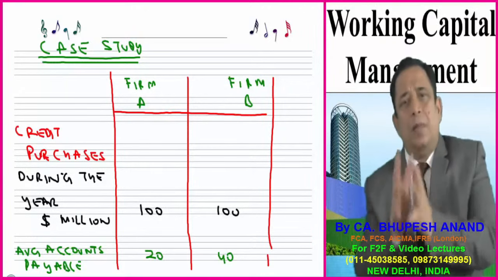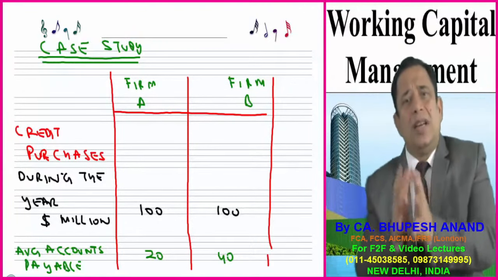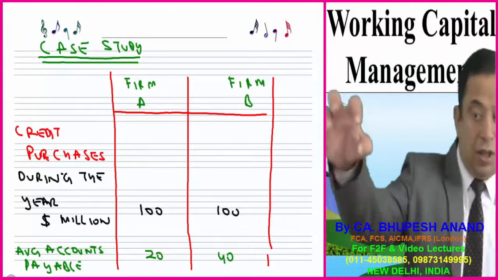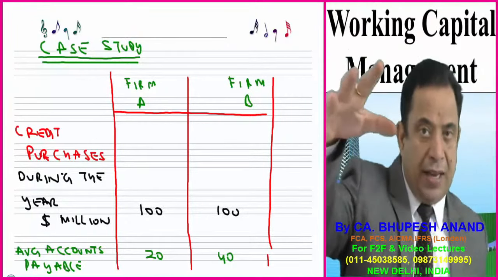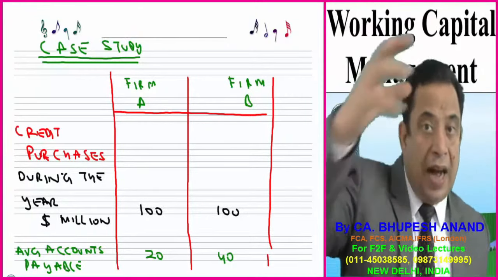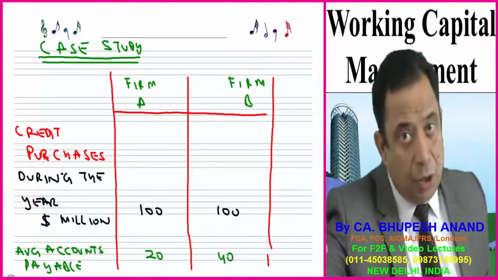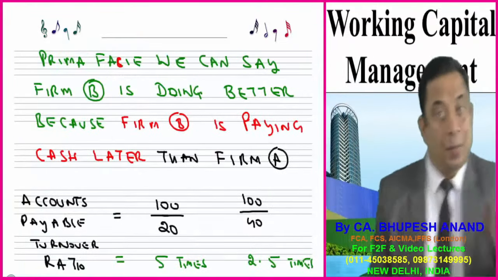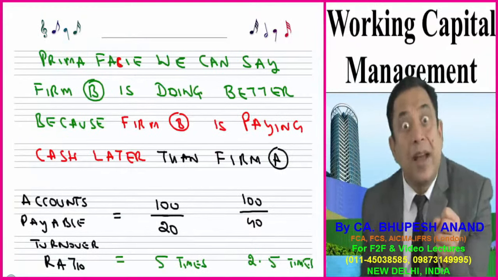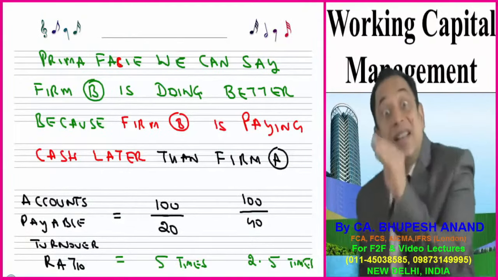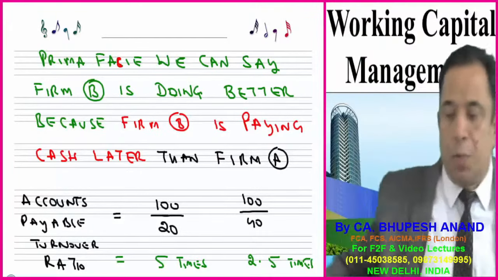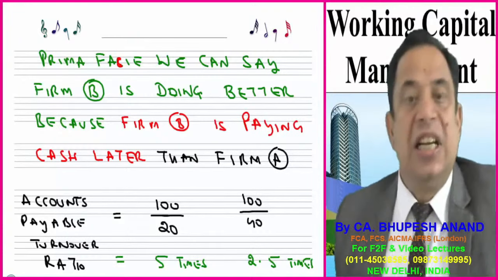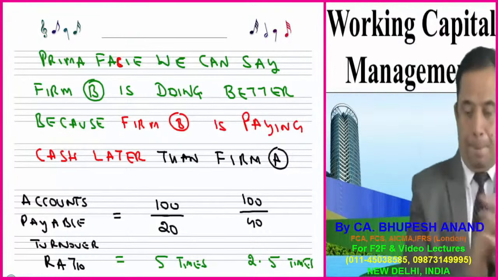Let average accounts payable throughout the year in firm A be $20 million and in firm B $40 million. Now, just from this point, I can say prima facie that firm B is better, because firm B has a higher liability and is enjoying a longer credit period from suppliers as compared to A. On that basis, I have written some interpretation. Please write it out, and then you will find when higher is better and when lower is better. So prima facie we can say firm B is doing better because firm B is paying cash later than firm A.